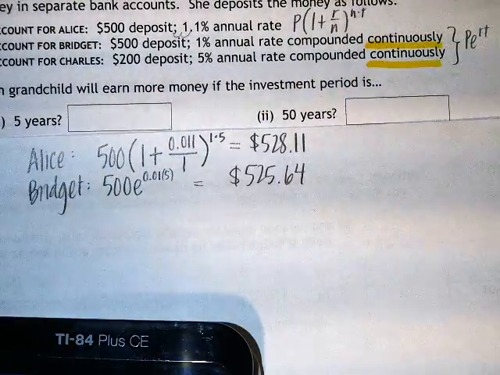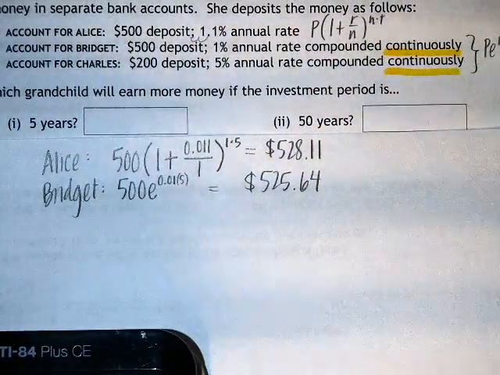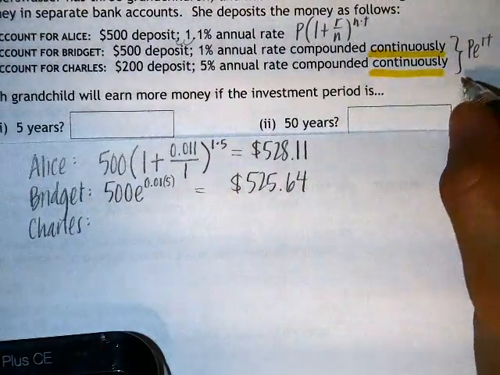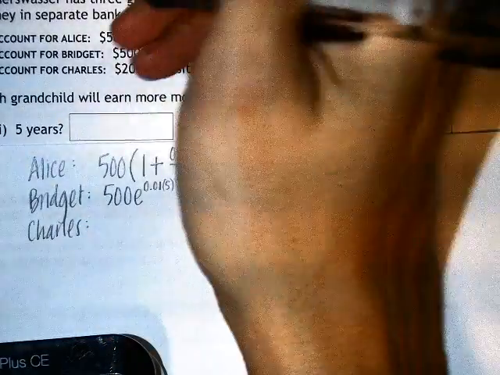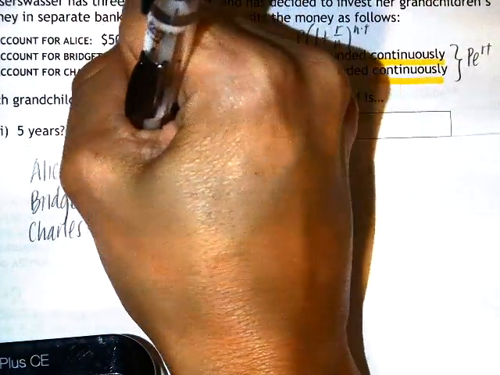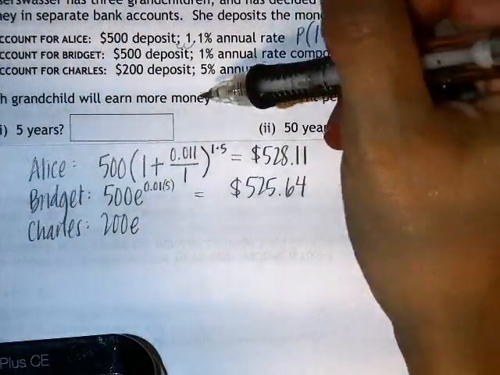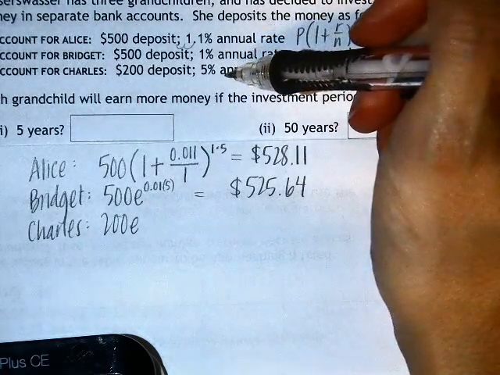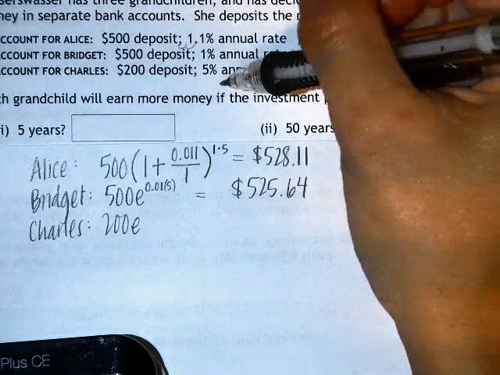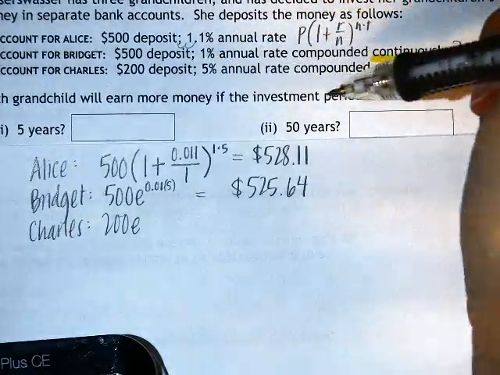So she's earning a little bit less than Alice. Okay, let's look at Charles. Charles is also going to use PERT. Charles has a $200 deposit, poor Charles. e to the power of, he's getting a 5% interest rate. Ooh, so maybe he's actually going to benefit because his interest rate is so much better.